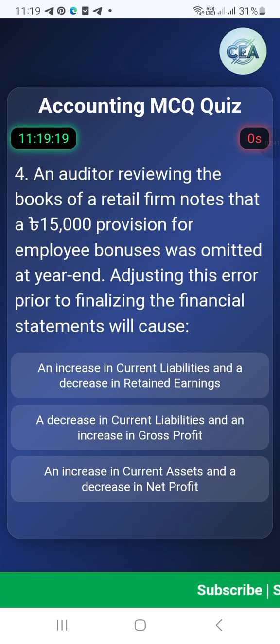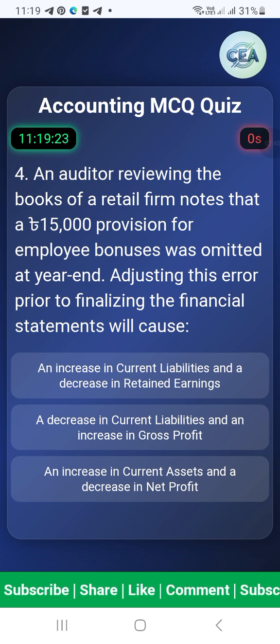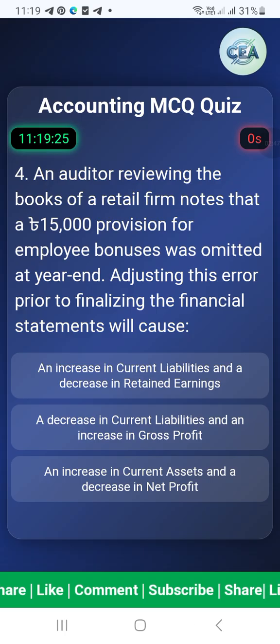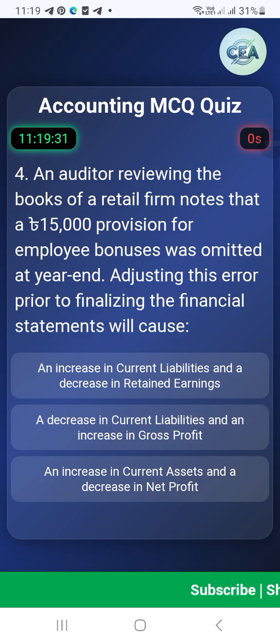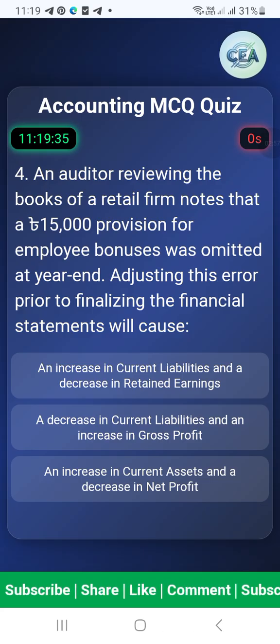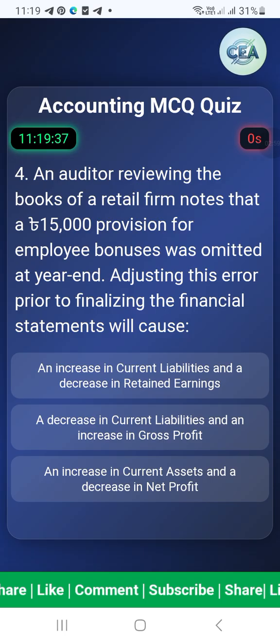4. An auditor reviewing the books of a retail firm notes that a 15,000 takas provision for employee bonuses was omitted at year-end. Adjusting this error prior to finalizing the financial statements will cause: Option 1. An increase in current liabilities and a decrease in retained earnings.